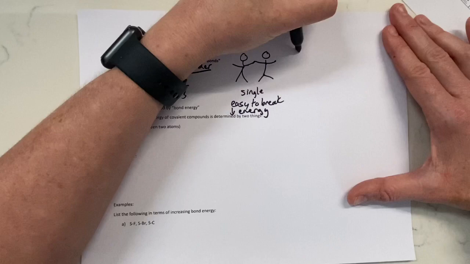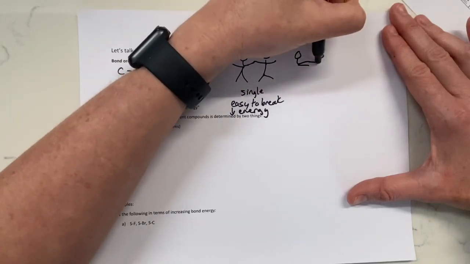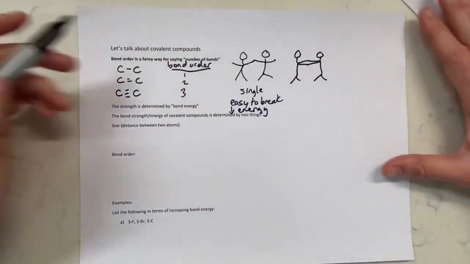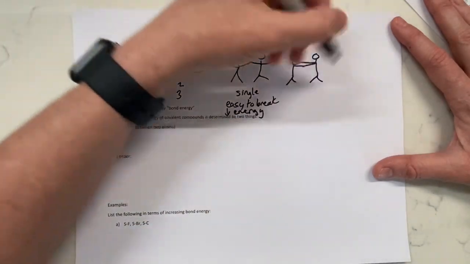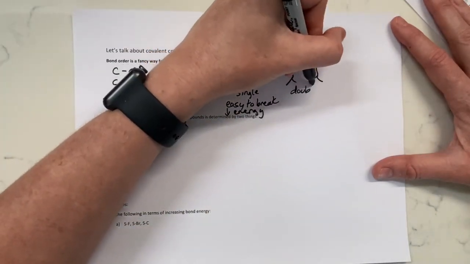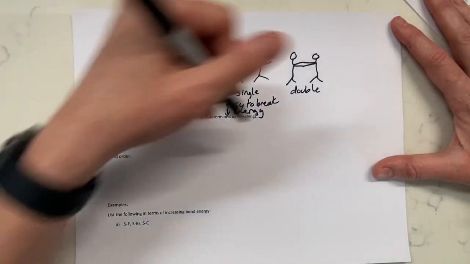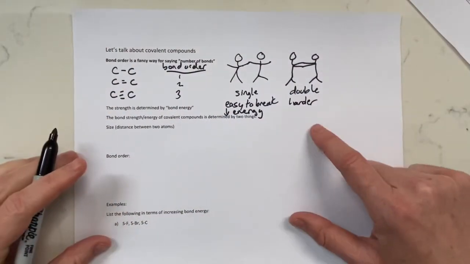Now, let's say they hold hands like this. And you Red Rover this, meaning you run through and you try to break their arms apart. It's going to be a little harder, right? This is a double bond. Looks meant to represent a double bond. This is a little bit harder. So it's got a little bit higher energy.